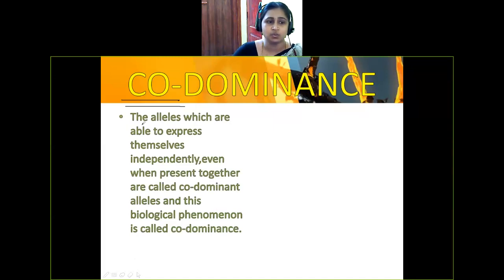The alleles which are able to express themselves independently. Okay, for example, two colors we'll take, red color and white color. Both are dominant over each other and both will be expressed in the next generation. So they are not dependent on the other color. They both show their traits even when present together, and they are called codominant alleles. They show independently even when they are present together, and that phenomenon is called codominance.